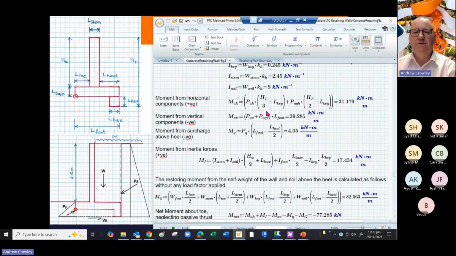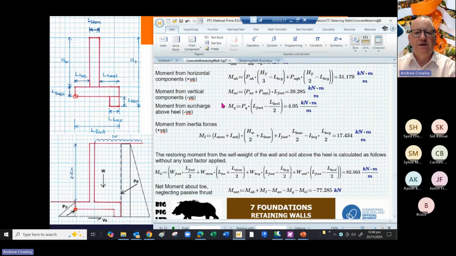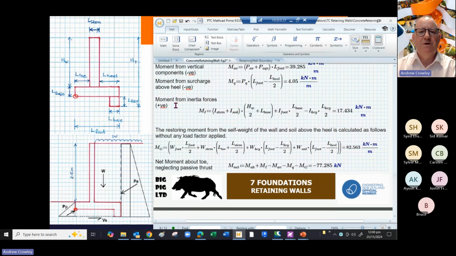You take your horizontal values and multiply by the lever arms, and you get 31.179 kilonewton meters per meter. The moment from the vertical components works out as 39, and the moment from the surcharge above the heel works out as 4.05 kilonewton meters. So the total moment from inertial forces works out as 17.4.